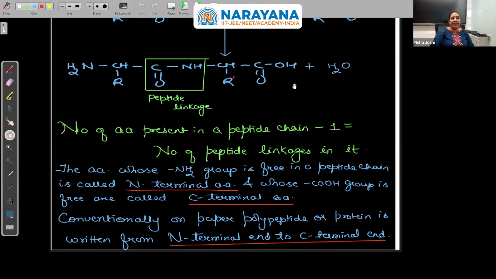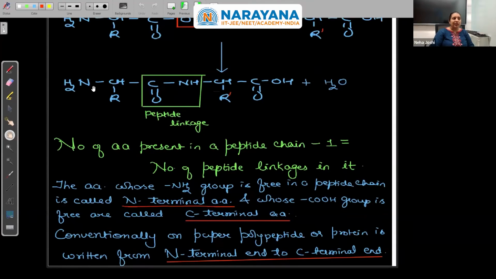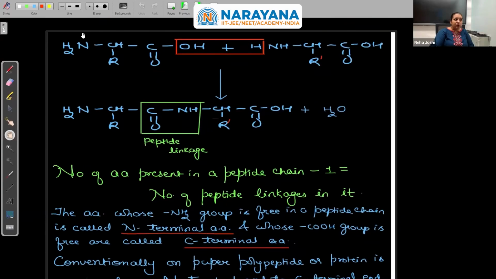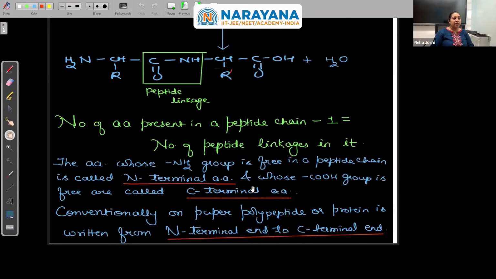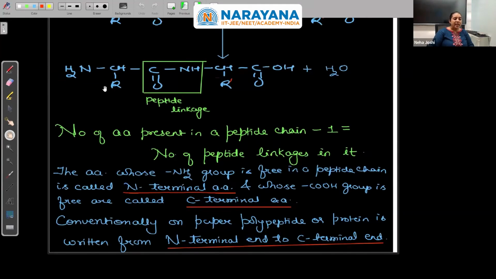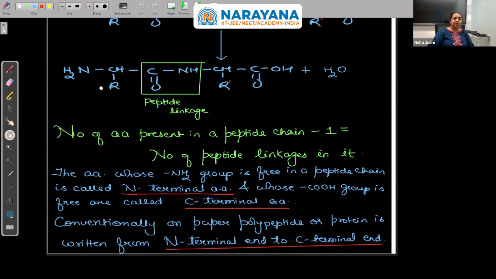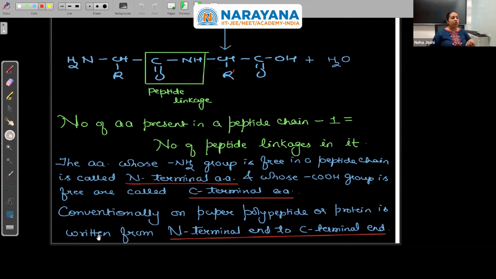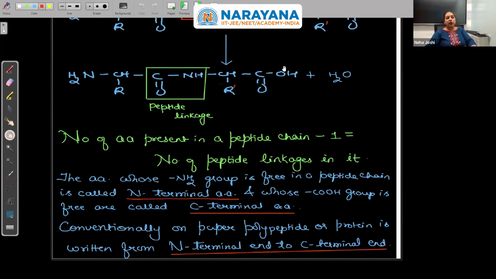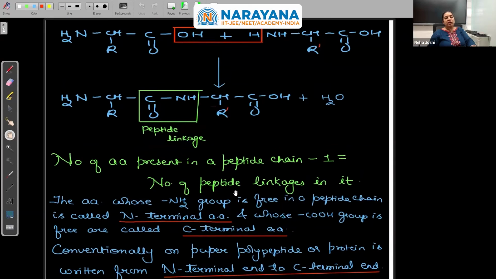And when you write a peptide chain on paper or any polypeptide linkage, then always remember the amino acid whose N-terminal or NH2 group is free is called N-terminal amino acid. And the amino acid whose COOH group is free is called C-terminal. And while you write on paper, N-terminal has to be on the left-hand side. Okay, on paper, polypeptide or protein is written from N-terminal end to C-terminal end. So you start with the N-terminal and you end with C-terminal. That is a rule.